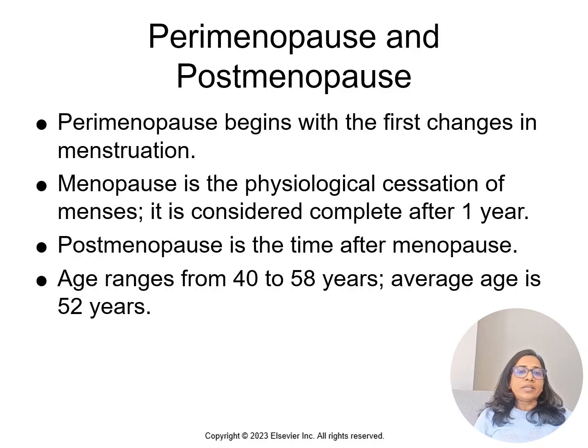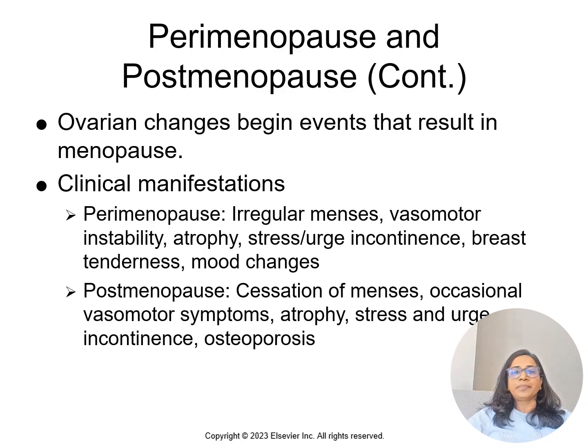Now let's look at perimenopause and postmenopause. Perimenopause begins with changes in menstruation. Menopause is the cessation of periods for a complete 1 year. So it has to be cessation for 1 whole year. Usually people between 40 and 58 years, average about 52 years, go through this stage.